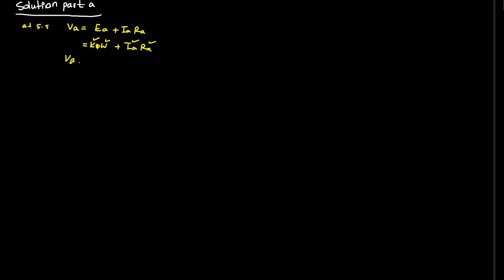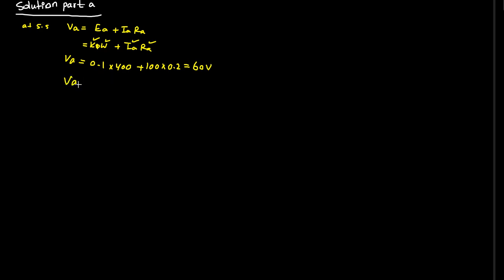So VA will equal 0.1 multiplied by 400, which is the K phi multiplied by the N. Here you don't need to do the conversion because K phi is already given in volt per RPM. So if we multiply it by the RPM, we get the back EMF, plus the current given, 100, multiplied by the resistance, which is 0.2 ohm. If we do the math, this will equal 60 volt.